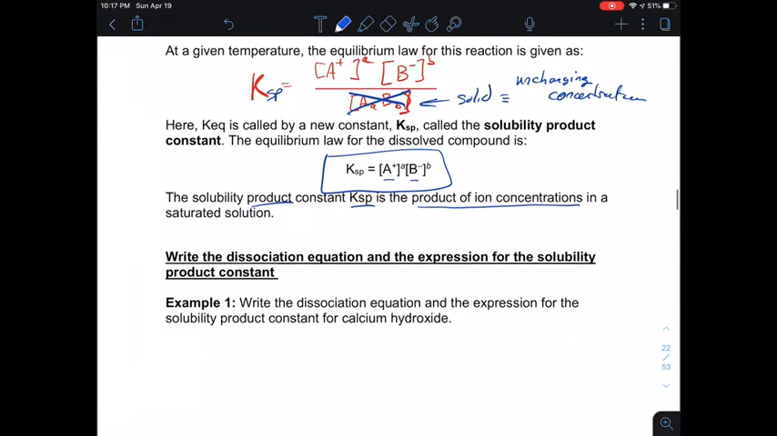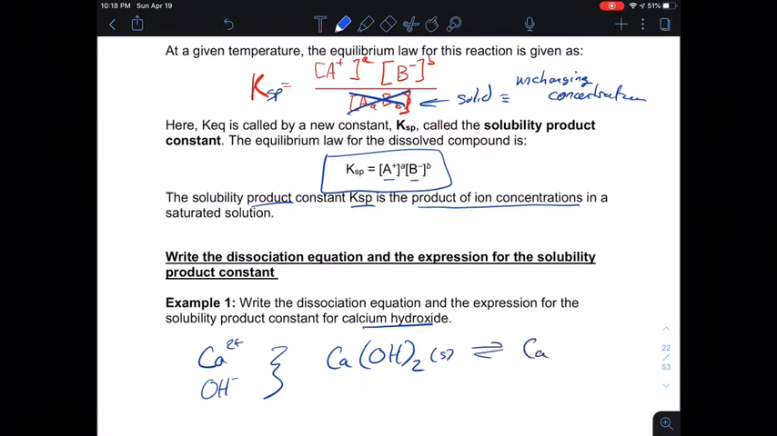So here is a type of question we might have to write. Write the dissociation equation and the expression for the solubility product constant for a given example. So write this for calcium hydroxide. Calcium is a 2+ ion. Hydroxide is OH1-. So together, these form calcium hydroxide. We need two of them because the charges need to be equal. This is a solid, and so that will dissociate into calcium 2+, which will be aqueous, and we'll be adding hydroxide ions, two of them, because there's a 2 here, and those will also be aqueous.